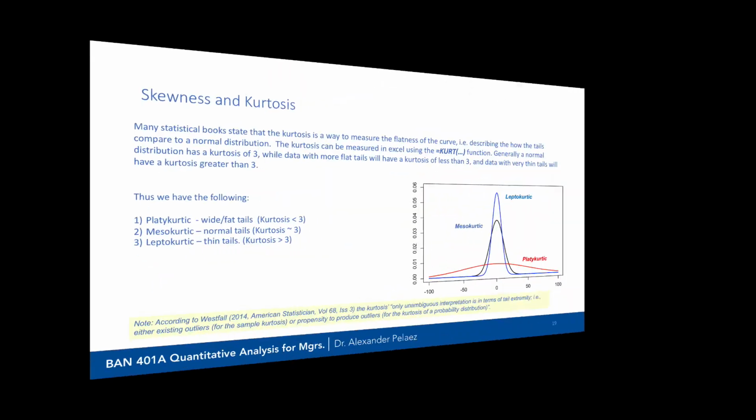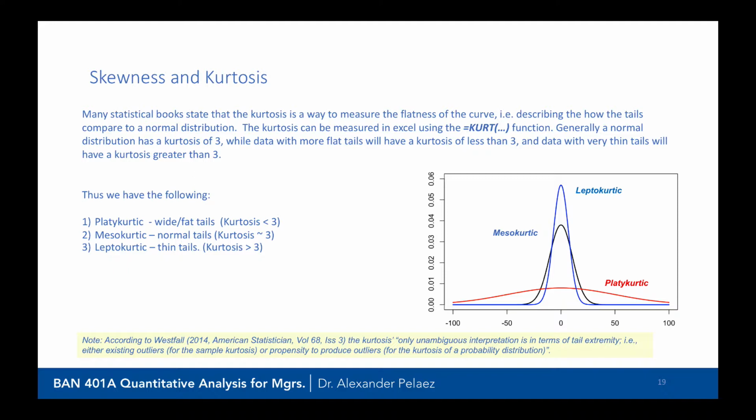Now, kurtosis is another concept, and many statistical books state that kurtosis is a way to measure the flatness of the curve, describing how the tails compare to a normal distribution. The kurtosis can be calculated in Excel using the KURT function, and this is a way to take a look at it in terms of the graph. Leptokurtic is basically very narrow, thin tails, and platykurtic is larger, with fatter tails. If you have a kurtosis less than 3, then it's going to be platykurtic. If you have a kurtosis greater than 3, it's leptokurtic. And if it's around 3 with very small deviations, then it's going to be mesokurtic.